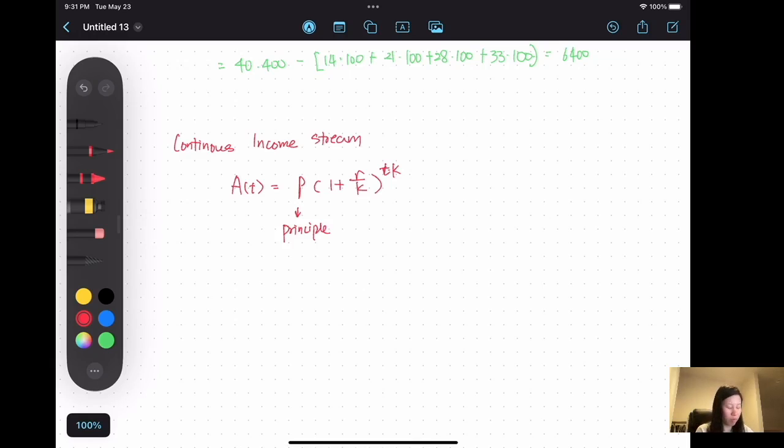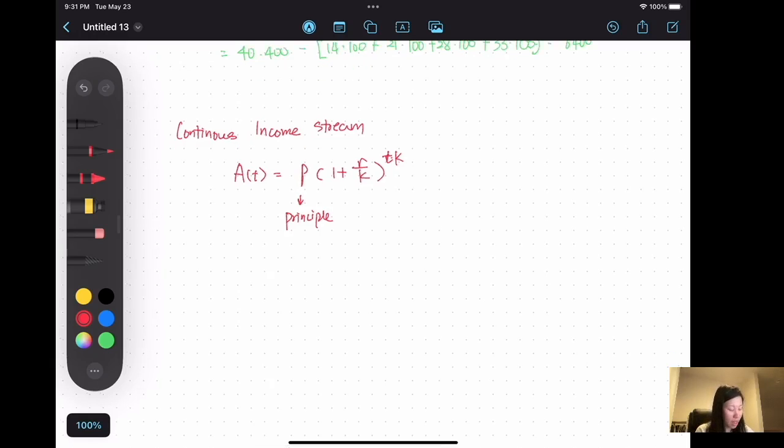1 is just 1. r is the rate. k is the compound frequency. What does that mean? That means how many times you're going to compound within a year. If they say compound quarterly, that means you compound the money every quarter. So totally you're going to compound 4 times a year. So k is equal to 4.